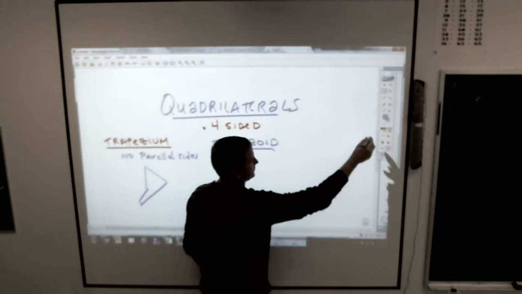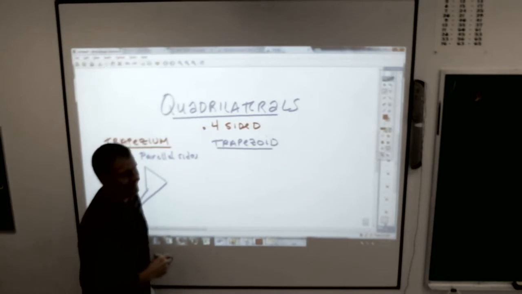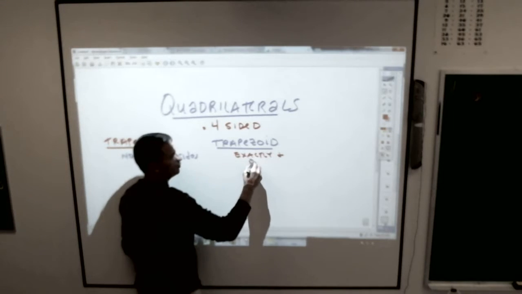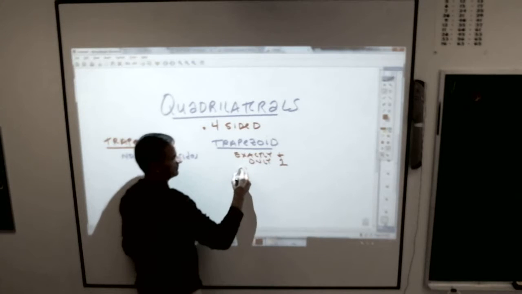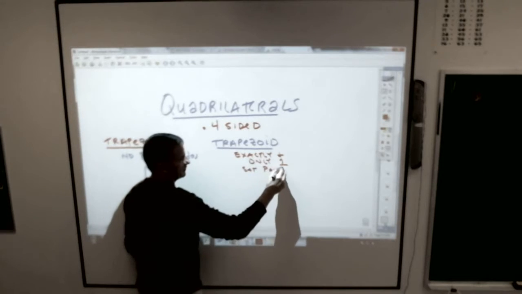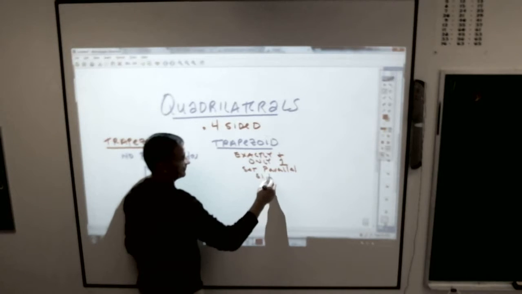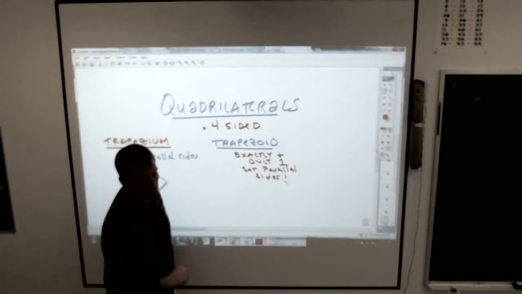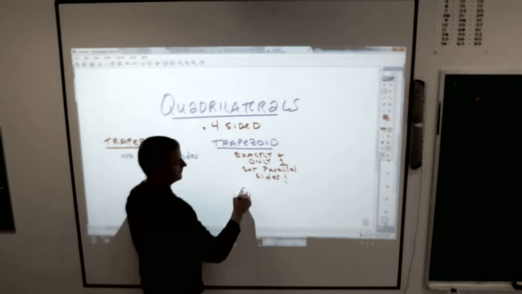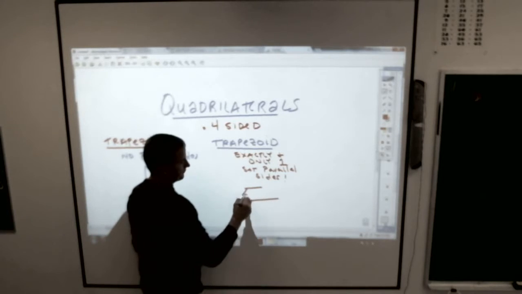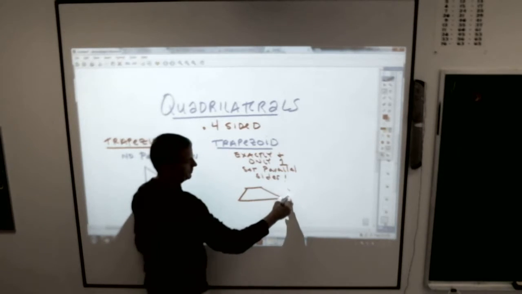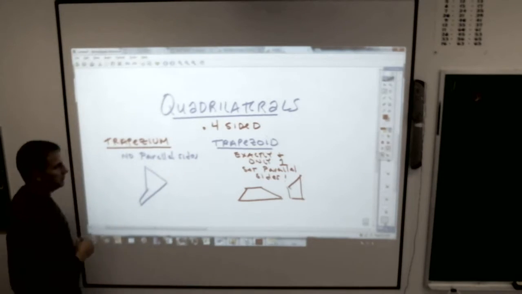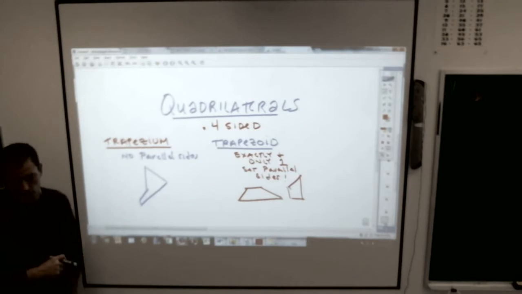The definition of a trapezoid is exactly and only one set of parallel sides. Which means the easiest way to draw one is to start with your parallel sides and then add the rest. So you could have something that looks like this. Those are parallel. The other two sides are not parallel. Or maybe you have your parallel sides looking like this. Those would be your garden variety general trapezoids. We got trapeziums and trapezoids.